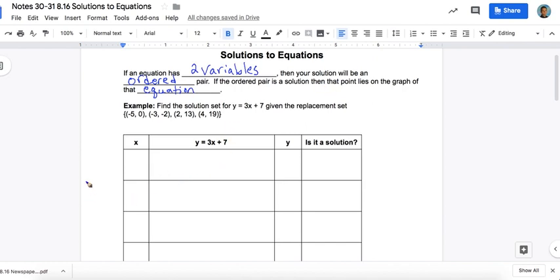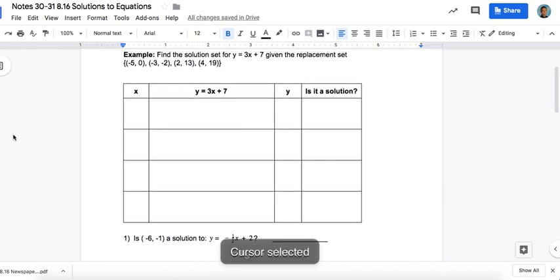So it says find the solution set for y equals 3x plus 7 given the replacement set (-5, 0), (-3, -2), (2, 13), and (4, 19). So we're going to take that first ordered pair, which is (-5, 0), and we're going to put -5 in for x, and we're going to put 0 in for y. So that means if this is a solution, when I plug in -5 into this side, it will give me 0 on this side. And if it doesn't, then it's not a solution. So let's see what happens.